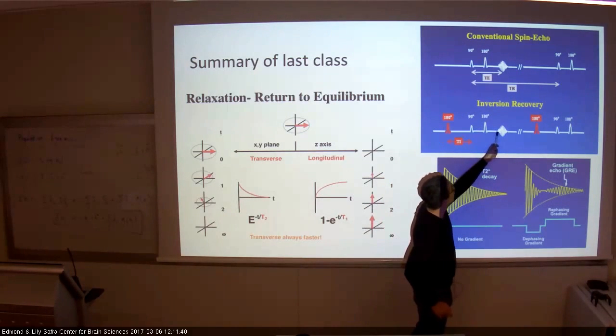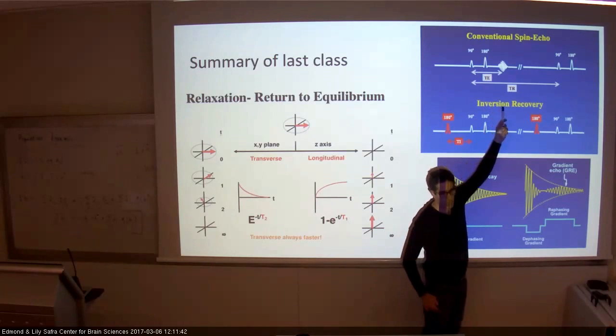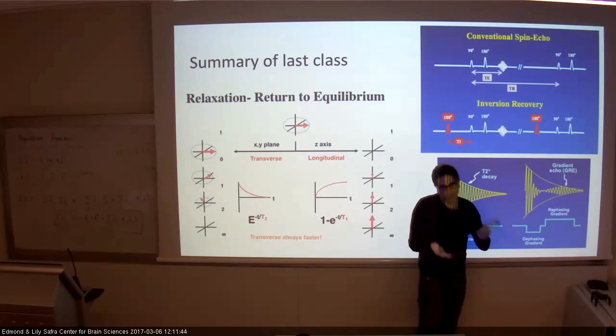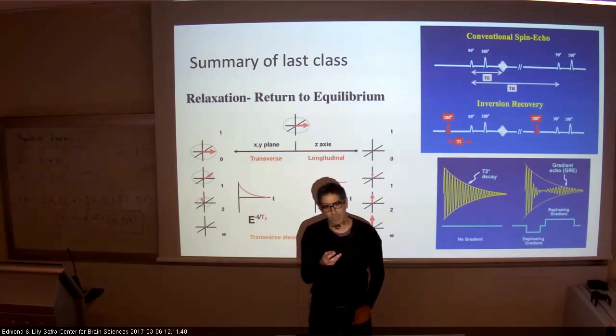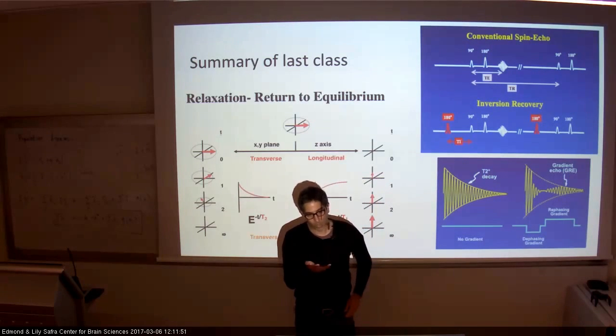This one was sensitive to T1 and T2, and this one was only sensitive to T2. So by playing with these pulses, we're getting different sensitivity to different relaxation mechanisms, which all occur, right? But why would you want the T2 star?